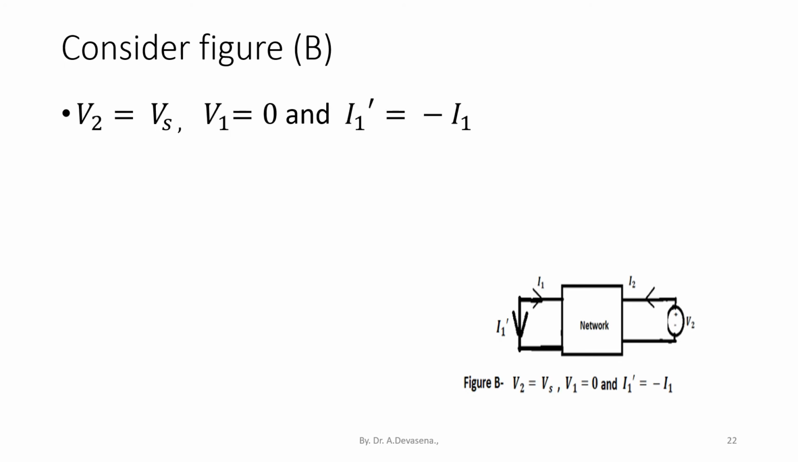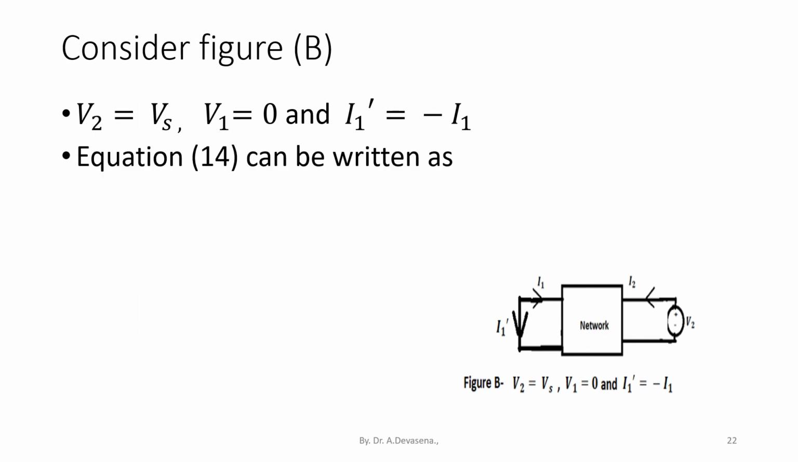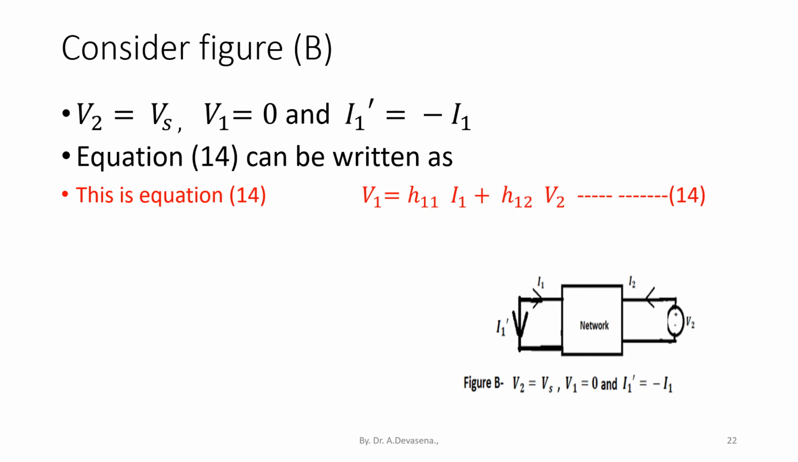Here we have considered V2 is equal to Vs, V1 is equal to 0. That is, input voltage is considered to be short circuited, and I1 dash is equal to minus I1 because the I1 dash and I1 are flowing in opposite directions. Therefore, equation 14 can be written as, this is the equation 14, V1 is equal to H11 I1 plus H12 V2. Here we are going to substitute the value of V2 as Vs, and we are going to substitute the value of V1 and I1.